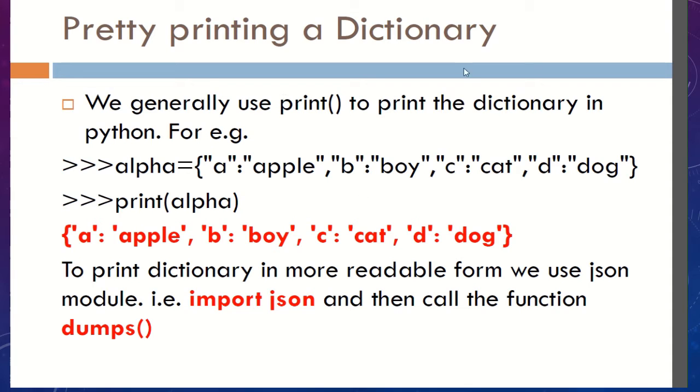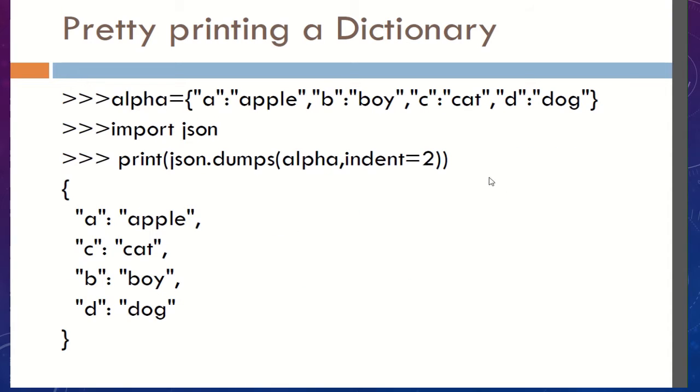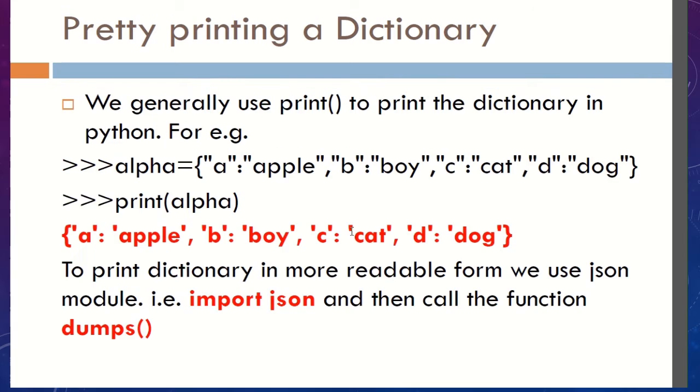Pretty printing a dictionary: we generally use print to print the dictionary in Python. For example, print alpha, so it will print the dictionary by key. Next is pretty printing using json, like print json.dumps indent equal to 2, so it will give some space in it. In the previous one you can see it doesn't give this space. So to print a dictionary in a more readable form, you use what? json. Import json is being used.